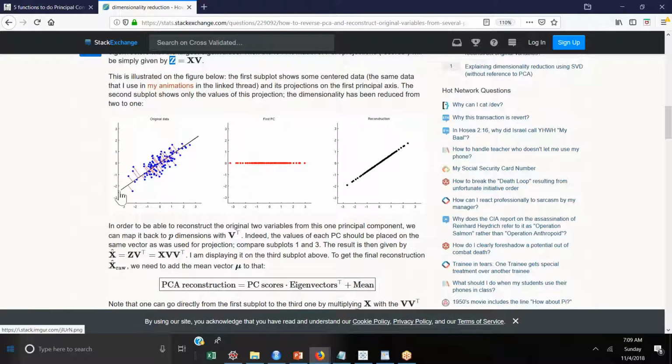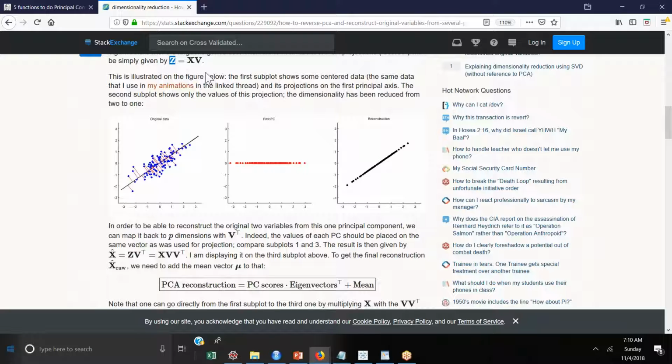This is the original data, okay? And this is the direction. And then there is also another direction here. And then the center is here, okay? It's not, center is not here, center is here. Okay, so this is 0. So this is your centered original data. So first PC refers to this direction, okay?